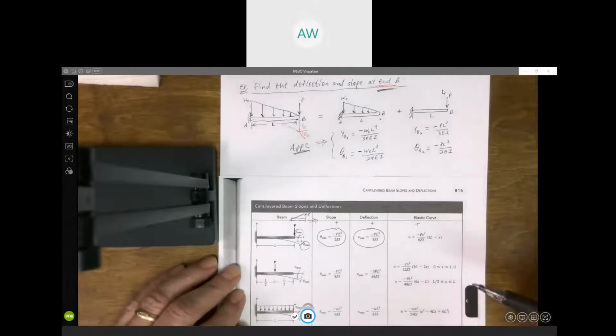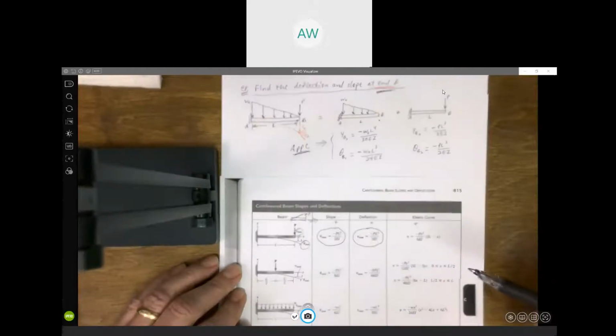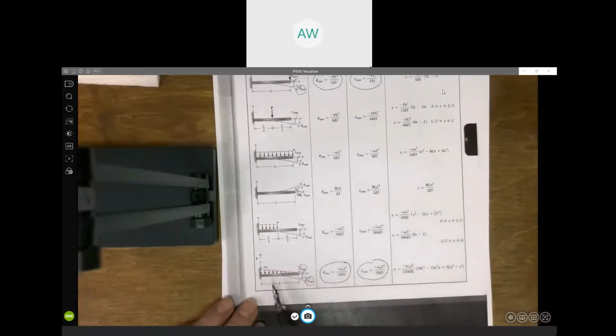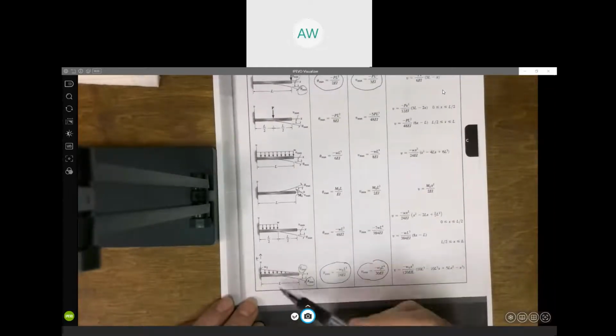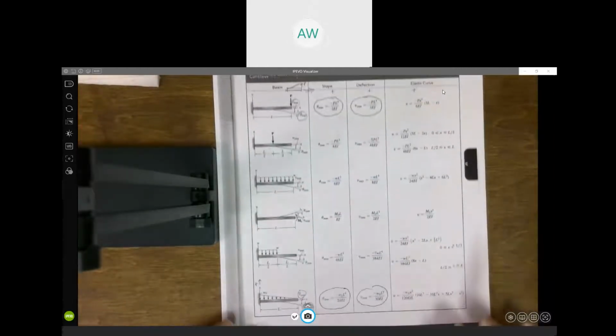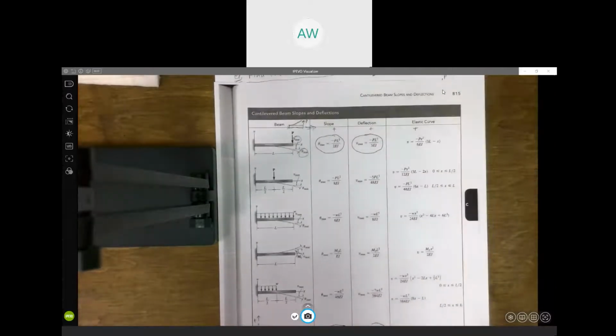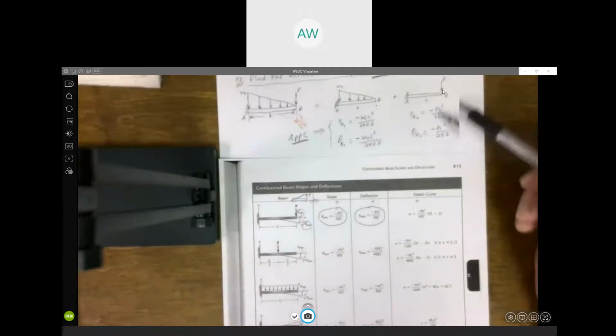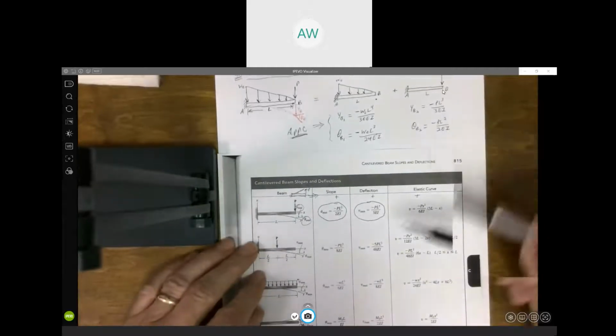All right, everybody clear with me on that? It's like if our distributed load down here had been acting up instead of down, this would be positive. This would be positive. This would be positive. All right, so any questions how we got our formulas from the table?